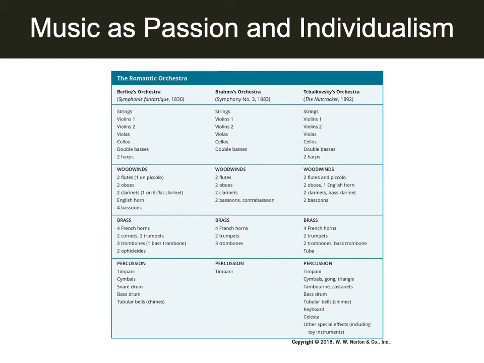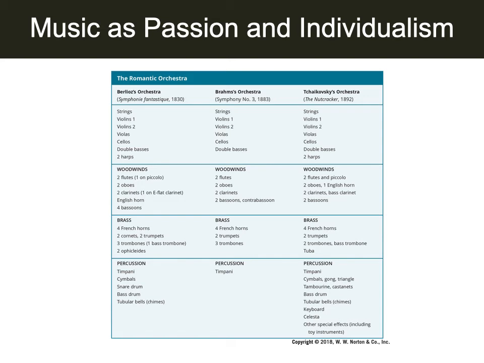And the percussion section is expanded, at least for Berlioz and Tchaikovsky. Berlioz has the timpani, which has been standard since the orchestra began. Now we have cymbals, the snare drum, the bass drum, and the chimes. So Brahms didn't add the harps. He has 2 bassoons and a contrabassoon, which is even lower than a bassoon. It's like a bass bassoon. In the brass, he kept it similar to the old days, as well as the percussion.